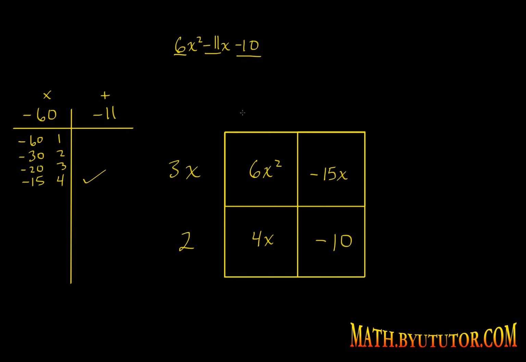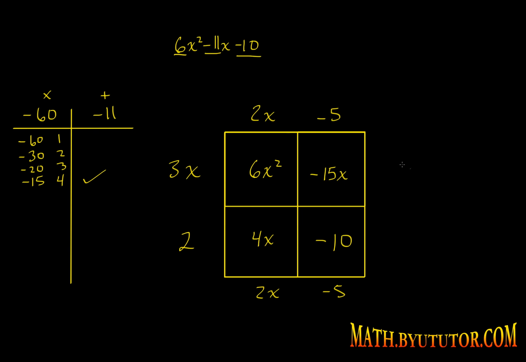On top, we put the result after factoring out the 3x from the 6x squared and the negative 15x. So that would leave us with a 2x up here and a negative 5. You do the same thing on the bottom. If you factor 2 from 4x and negative 10, you get a 2x and minus 5. And those two sets of numbers should always be the same. We have a 2x and minus 5 on top and bottom.